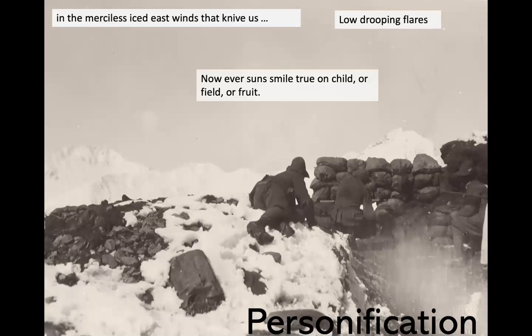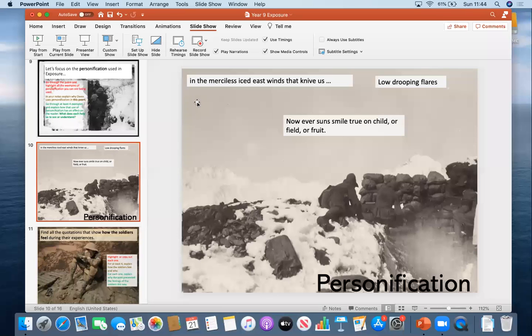But then I'd like you to also explain them. So here we have some examples. In the merciless east winds that knive us, low drooping flares, now ever sun smile thrown child or field or fruit. And there are quite a few more that you could get. What I'd like you to do is just write down what a few of these actually suggest. So I'll begin with the merciless east winds, just to give you an example.